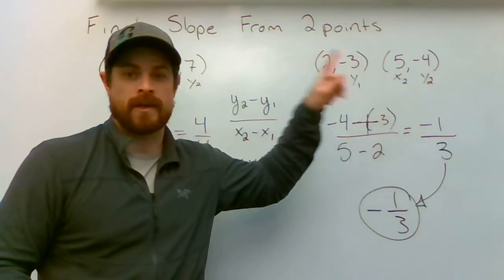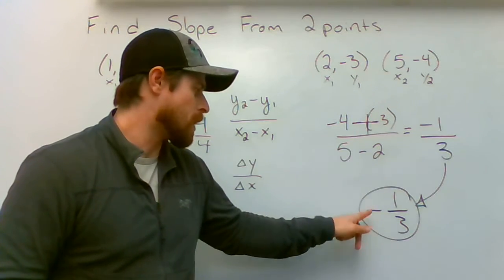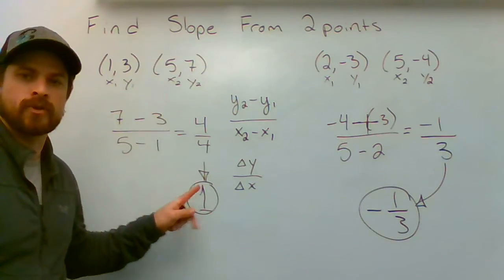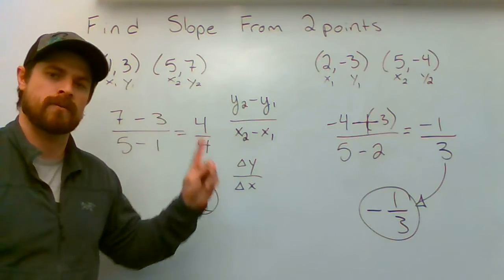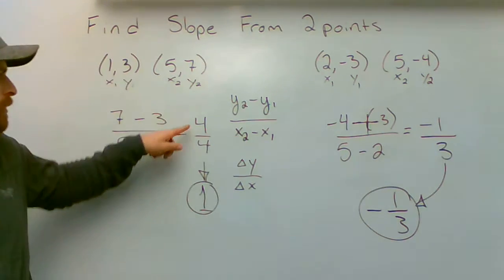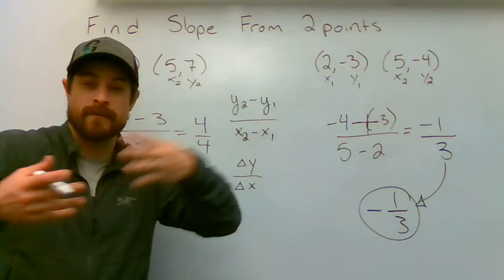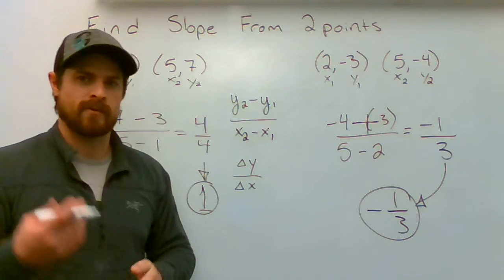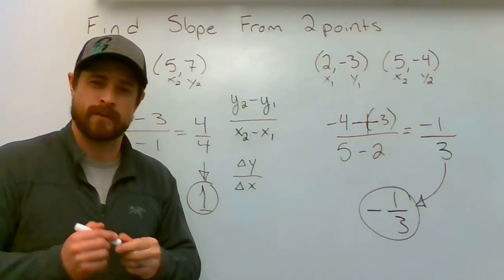This line that goes through these 2 points is going to drop 1, run 3. This line is going to rise 1, run 1. Rise 1, run 1. We would do it over and over and over again. So if you're finding dots that are further away from each other, rise 4, run 4. Same as rising 1, running 1, just doing it 4 times.